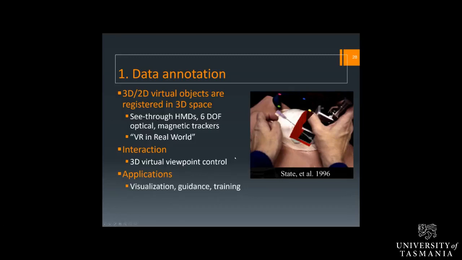So the interaction part for this is relatively static, passive. This one is simply information that you just get to see. You're not really touching it or activating anything. It's simply just appearing. But it's very useful in guidance, training, and visualization in general. So it's quite a classic one.